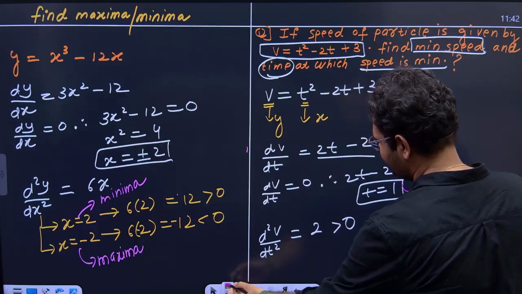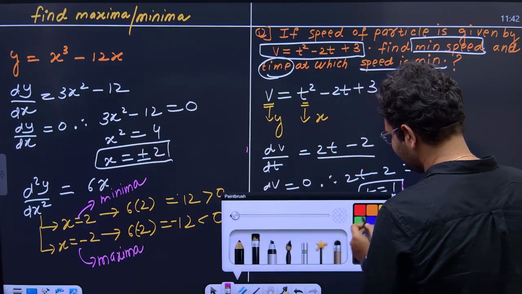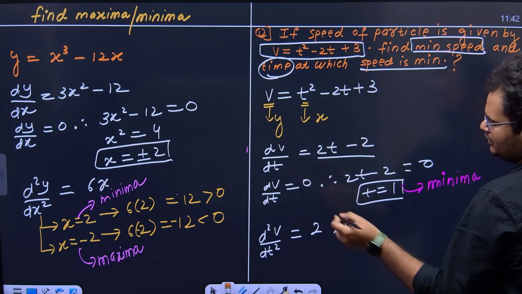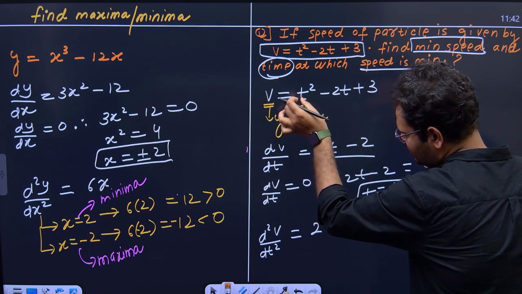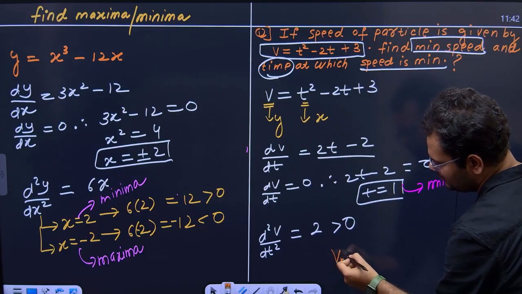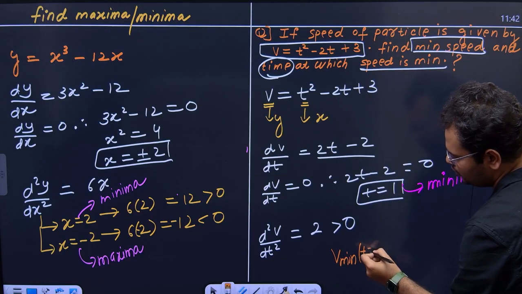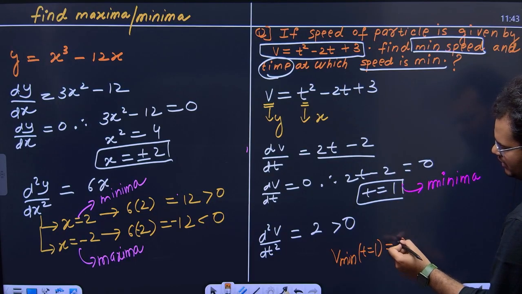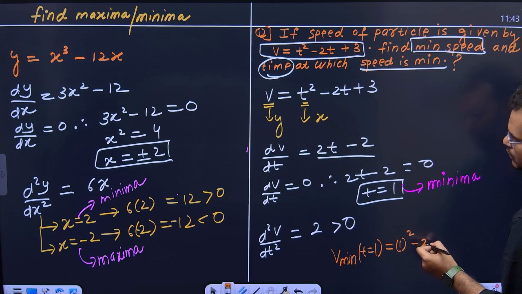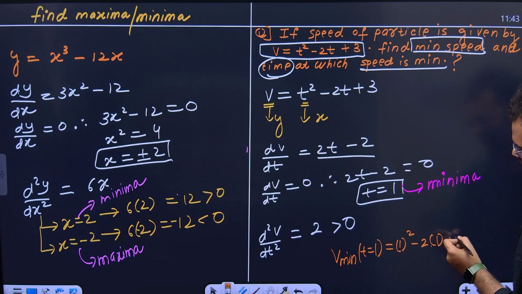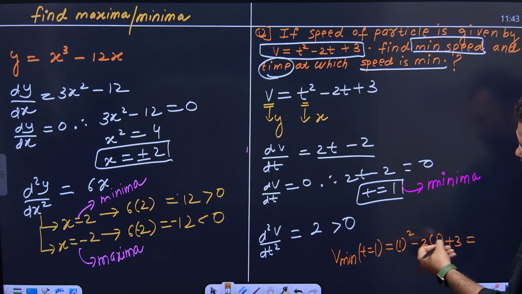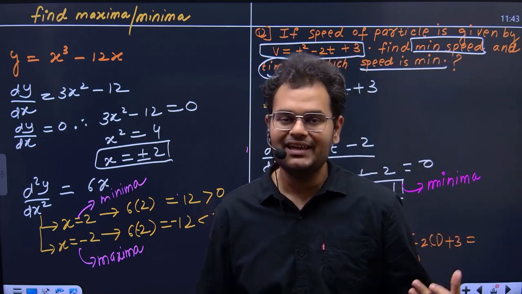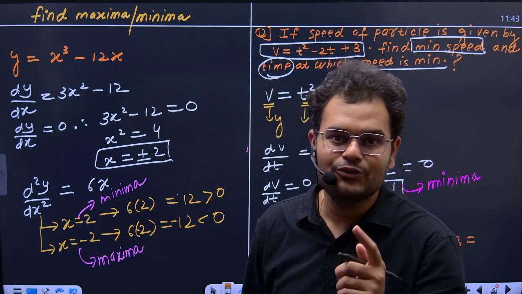But they are not asking that. They are asking one more thing. They are asking what is exactly the minimum speed. So for exactly the minimum speed, what do we do? Inside this v, what you put? So v minimum occurs at t is equal to 1. So substitute t is equal to 1. It is easy, right? So 1 square minus 2 into 1 plus 3. How much is this? 3 plus 1, 4. 4 minus 2 is 2. Minimum speed is 2 meter per second, and at what time is it minimum? t is equal to 1 second.